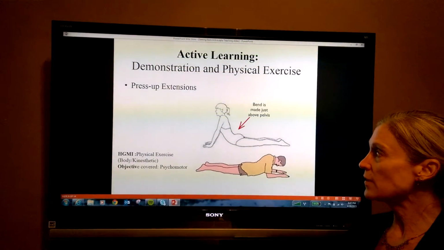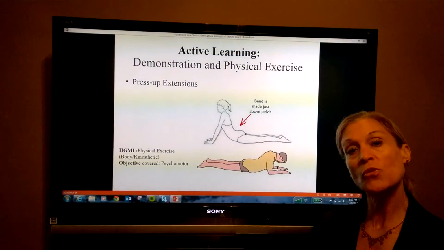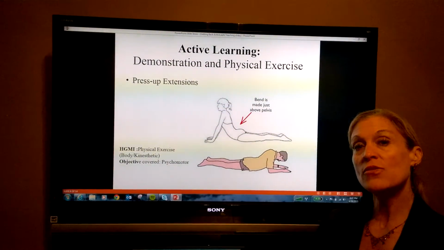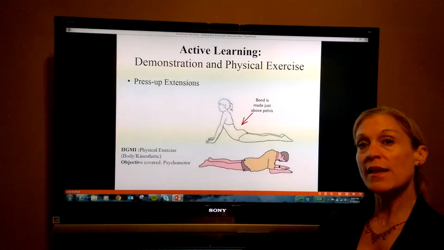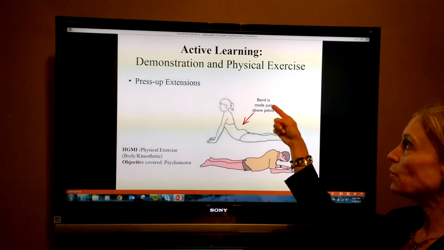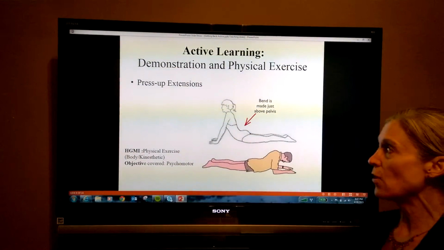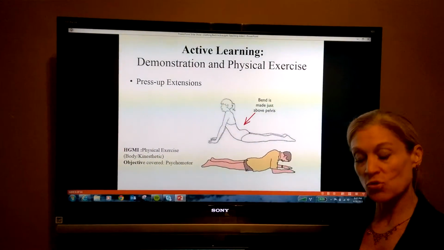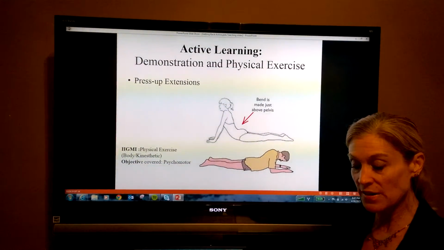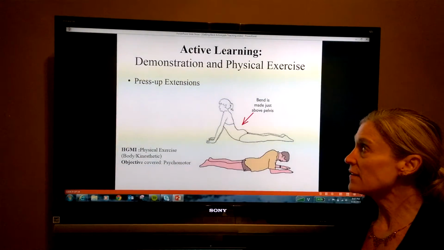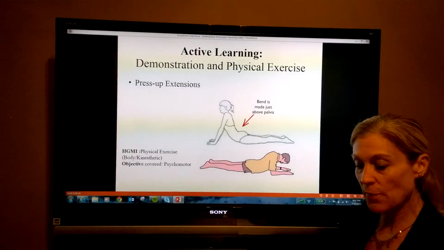With the press-up extensions, they're laying on the ground. Their forearms are underneath their shoulders, and then they're going to go from their forearms up to their hands, and then lean back only to where the bend is made just above their pelvis. By doing this, they're going to hold that stretch for a count of about 10 seconds, and then down again. And they're going to do that about 10 times.